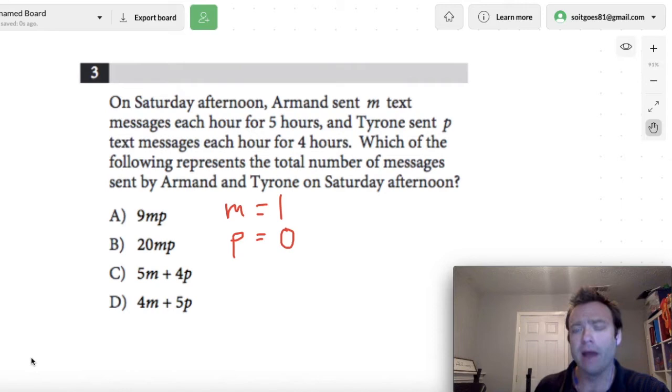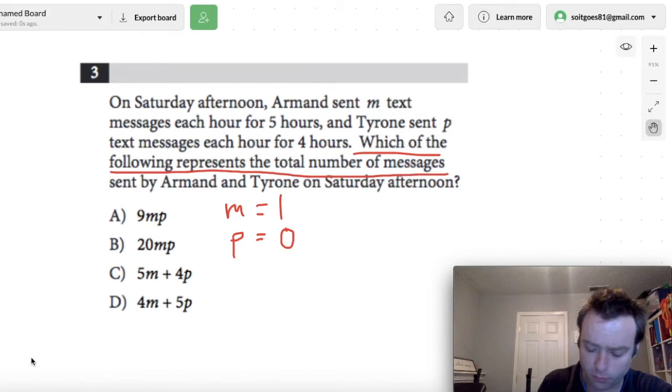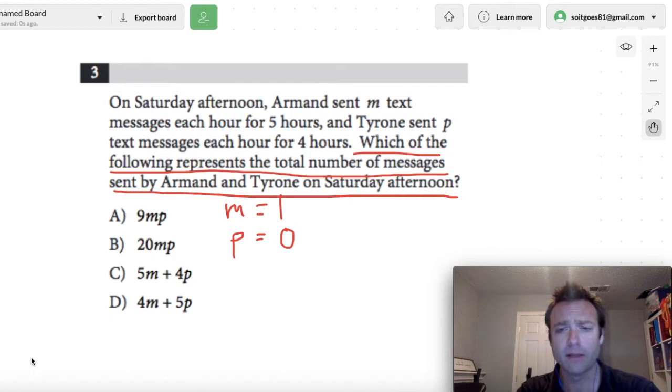Yeah, to solve for the total number of messages sent by Armand and Tyrone. I coach some students to underline the last sentence of every question. You'll find everything you're solving for is in the last sentence of every question, certainly on word problems. So focus on that, okay? Let that guide you. All right, so we need to find the total number of messages.